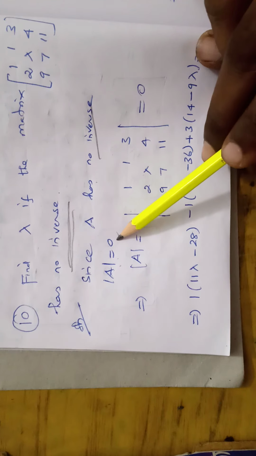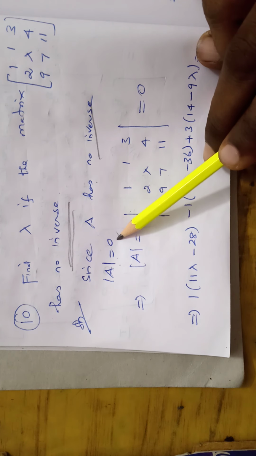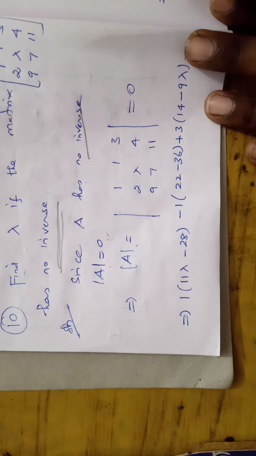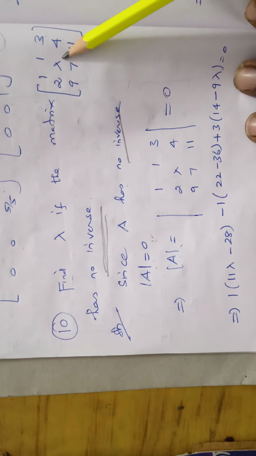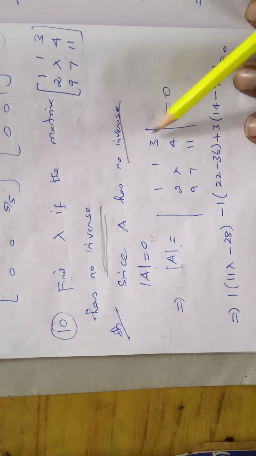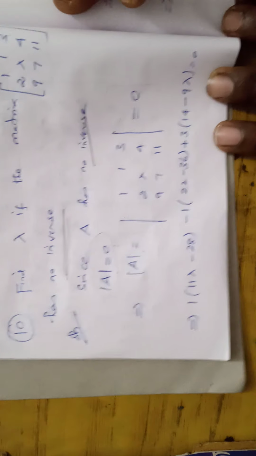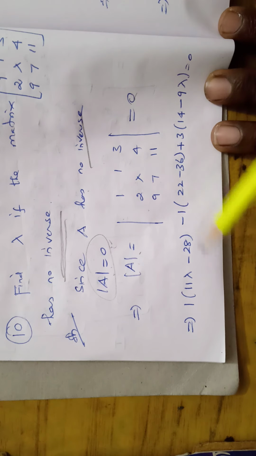So, this is the definition of not an inverse of the matrix. So, the determinant of A, with rows 1, 1, 3; 2, lambda, 4; 9, 7, 11, equals 0. Applying this definition, the determinant equals 0. The determinant value can be taken with 1 as fixed.